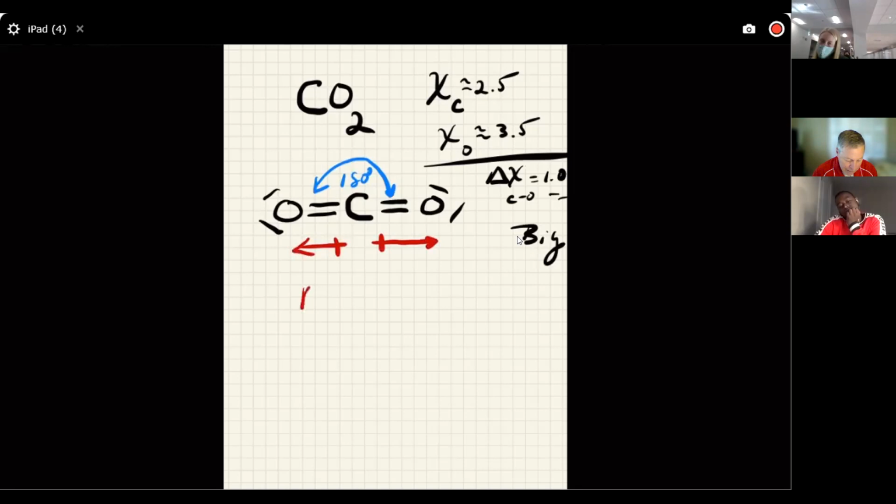So the molecular dipole here is equal to 0. The two bond dipoles canceled out. So there's no overall molecular dipole in carbon dioxide. So carbon dioxide is not a polar molecule, whereas water is a very polar molecule.